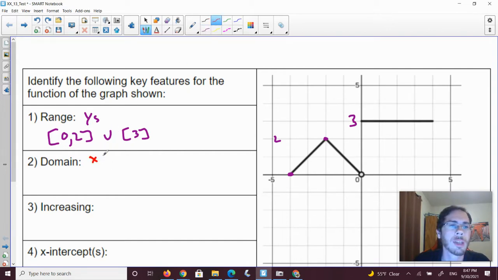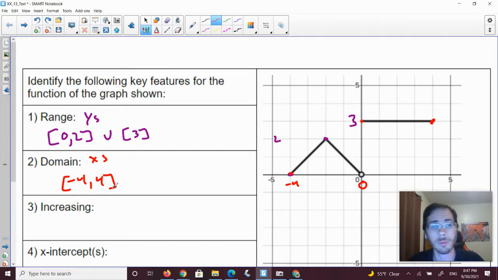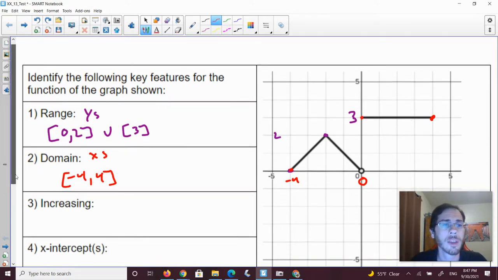The domain, remember, domain is the x's. This one's kind of nice. We're starting over here at -4. We're going to 0. But I don't need to do two separate domains. The reason for that is we start up again at 0. So we don't actually skip 0. And then we go all the way over here to 4. So we're actually just going straight through from -4 to 4. -4 and 4 are both solid dots. So we're good to go with the square brackets as well.